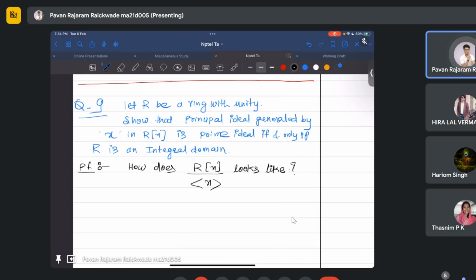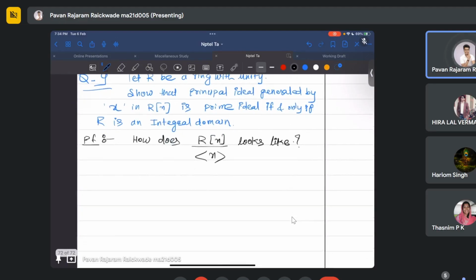See, we'll use the first isomorphism theorem. Okay, we can use that. Yeah, we can use first isomorphism theorem and a theorem which says that an ideal is prime ideal if and only if R quotient I is an integral domain, right? Perfect. It looks like R exactly.